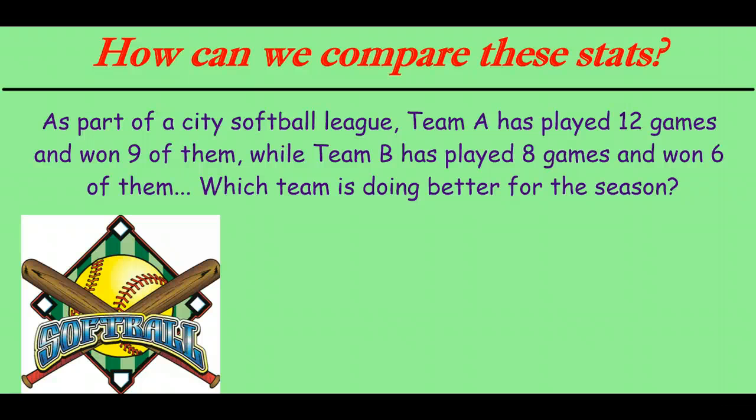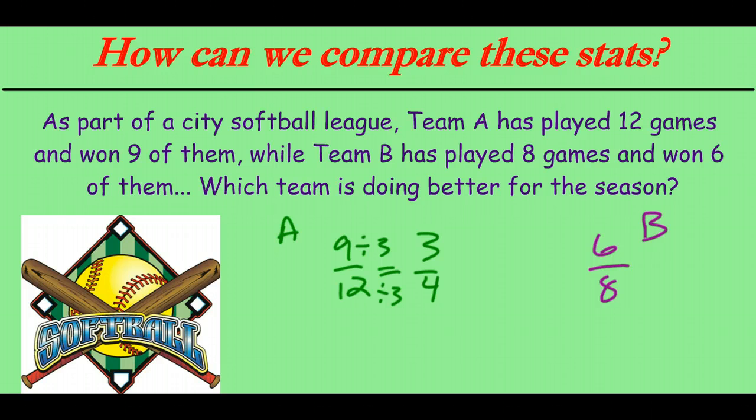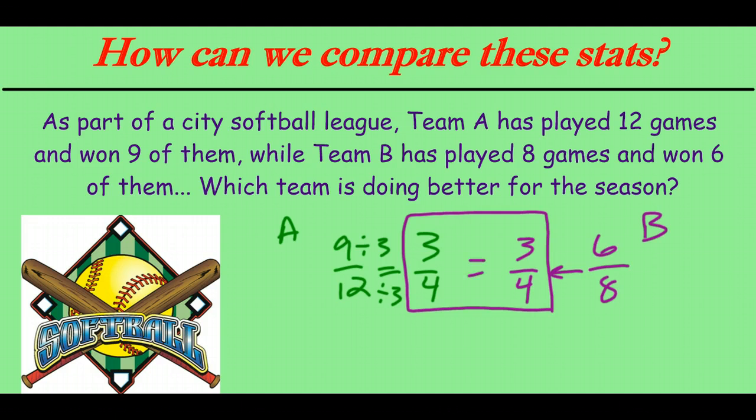So Team A has won 9 out of 12, which is the same as 3/4. And Team B has won 6 out of 8, which is also the same as 3/4. So apart from saying, well, maybe Team A is doing better because they played more games, if we're looking strictly at the fraction of games that they've won, they are actually equal.